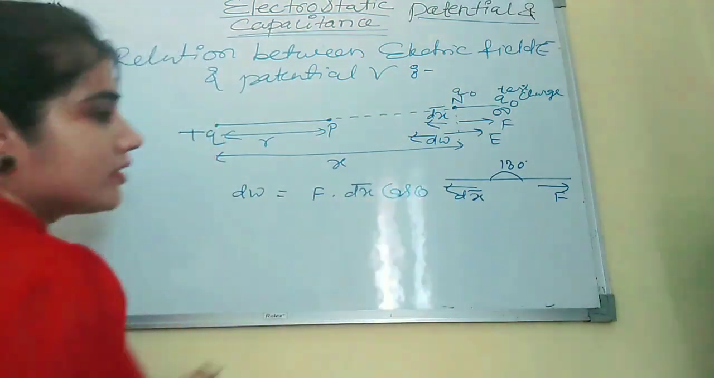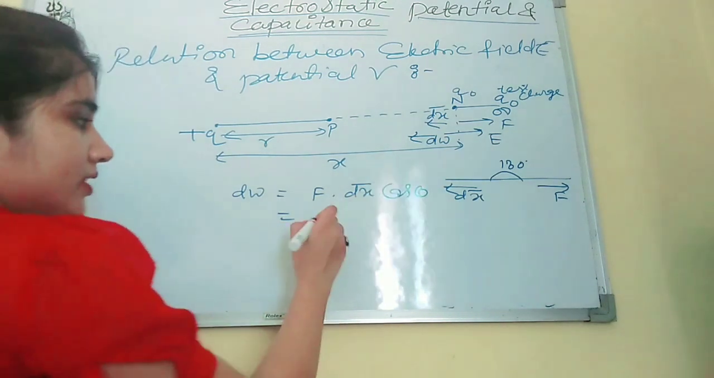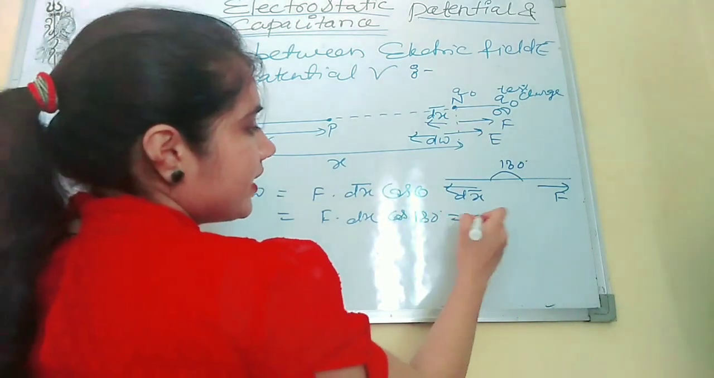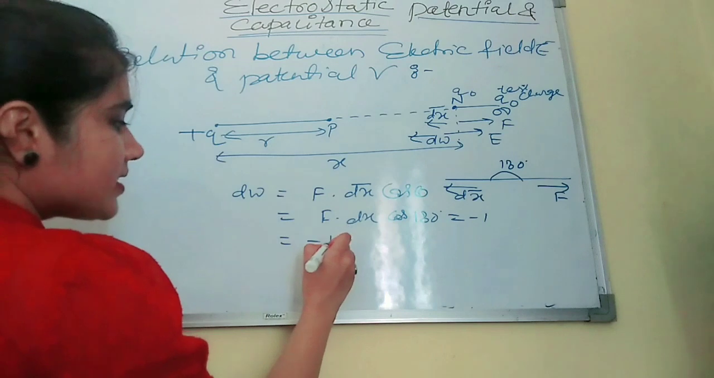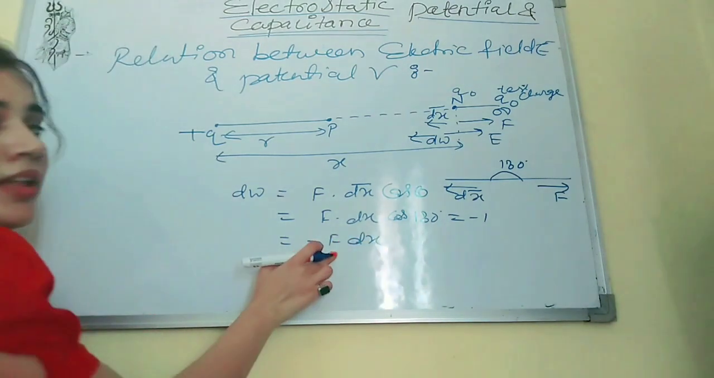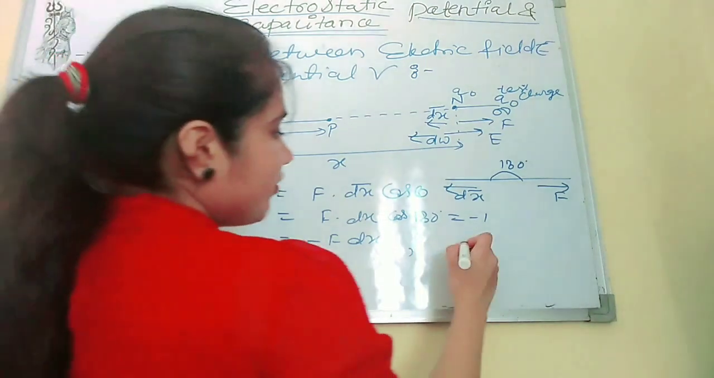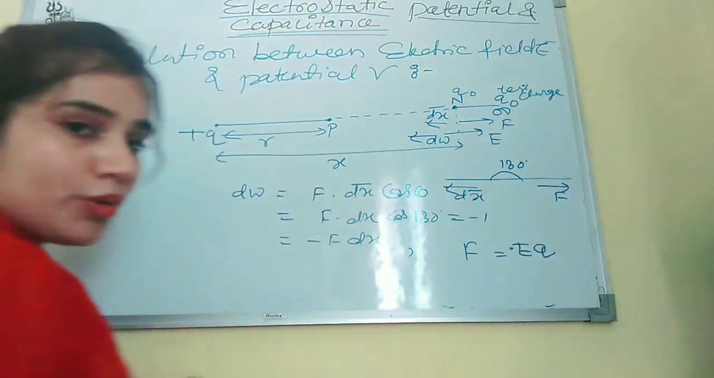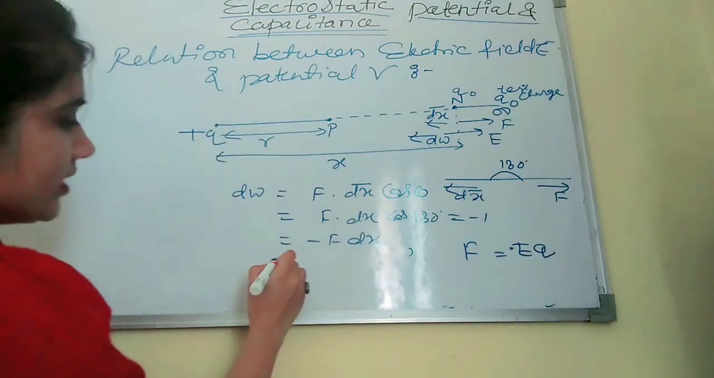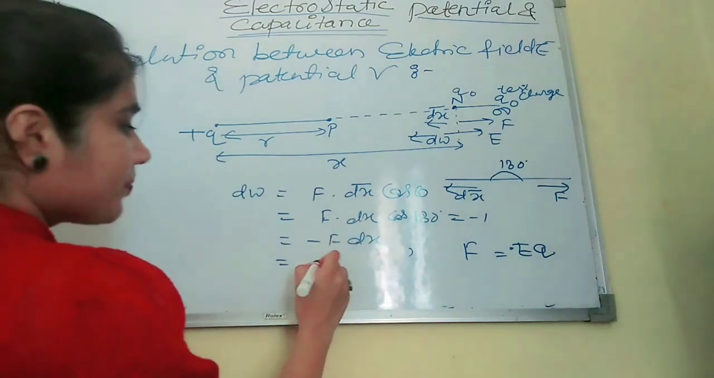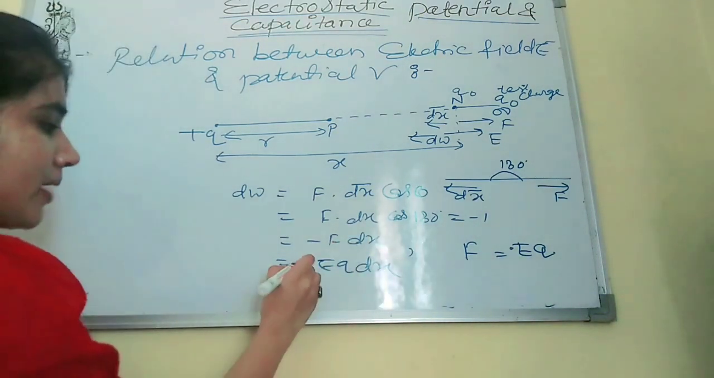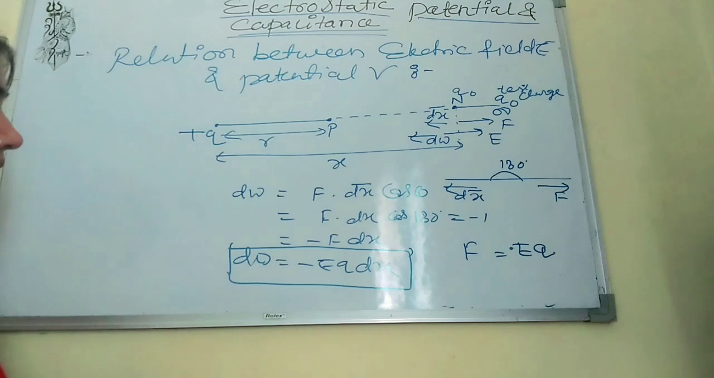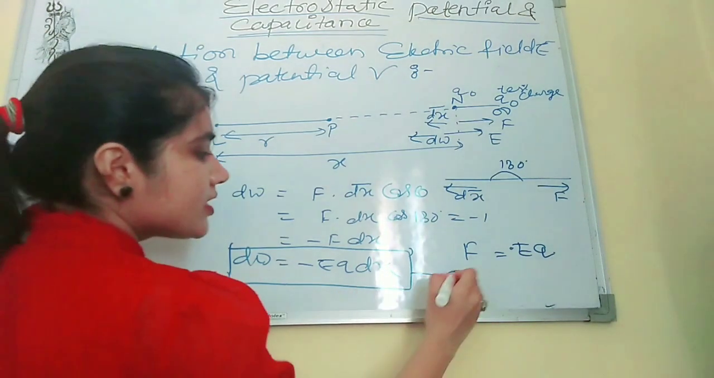So here we simply put, in the place of theta, 180. That will be F dx cos 180, and cos 180 is minus 1. We know the value, that is minus F dx. Now this F we will express in the form of electric field, and we know F equals E into Q, electric field into Q. Simply here we will place it. So it will become minus EQ dx, that is dW. Is that clear? We are just taking it as equation 1.